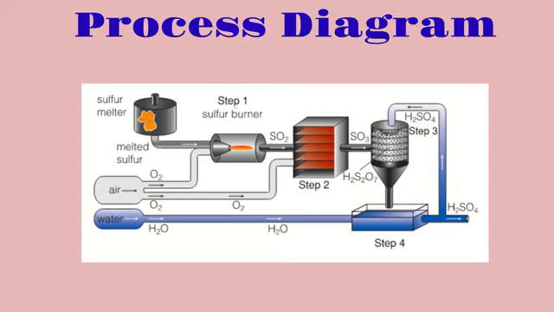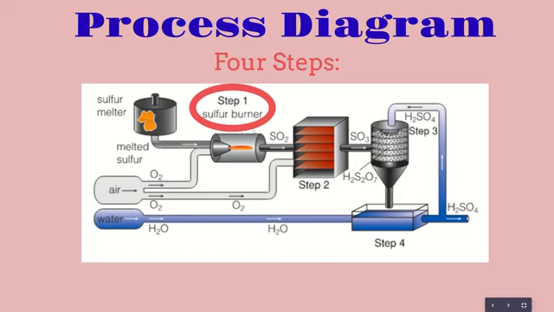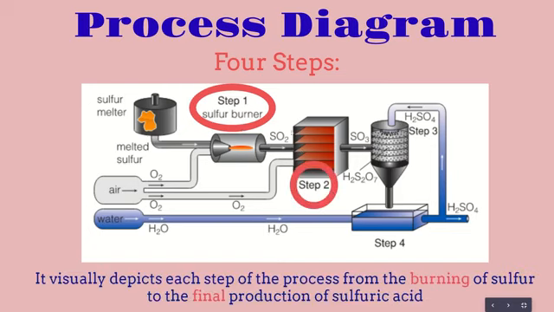So starting off, we're going to talk about the process diagram and the different steps that sulfuric acid is created by. So if we look here, there's the 4 different steps. Step 1 is right here, where the sulfur burner is. Step number 2 is over here, where it gets converted inside of a catalytic converter. And then step number 3 is over here, once it reacts with a different substance. And step number 4 is here, once it actually becomes the H2SO4, which is sulfuric acid. So in this case, we're just visually depicting each step of the process from burning of sulfur, which is up here, all the way to the final production of sulfuric acid.